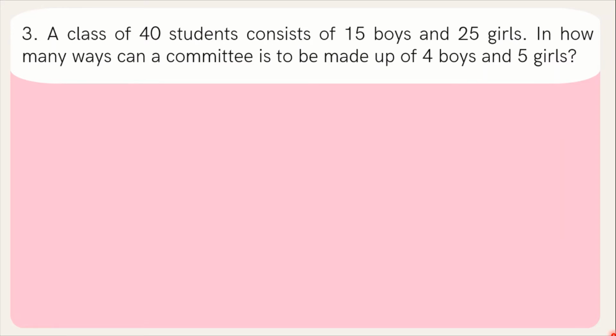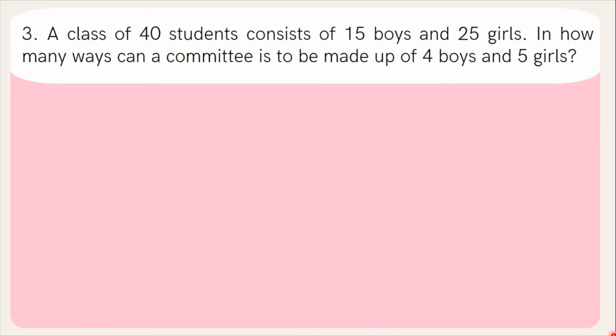Paano naman pag may ganito na tayong problem? A class of 40 students consists of 15 boys and 25 girls. In how many ways can a committee be made up of 4 boys and 5 girls? So, masyado ng maraming numbers ang given. So, paano na natin siya isa-solve? So, what we need to do is separate natin i-compute ang combination ng boys and combination ng girls.